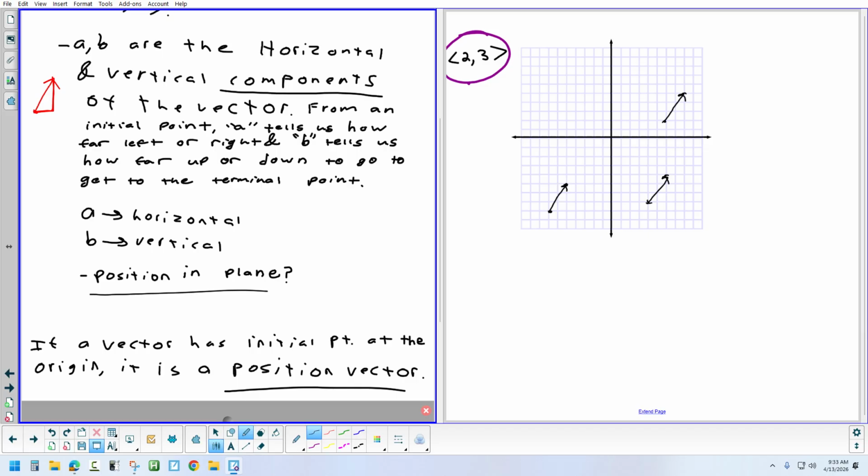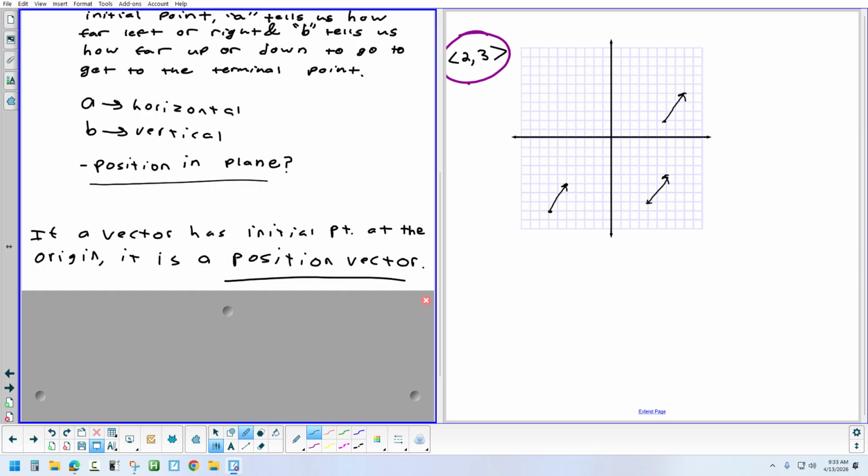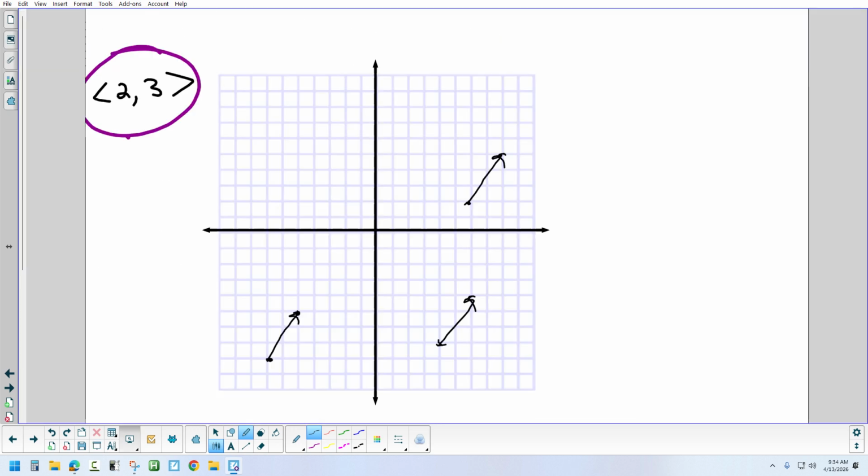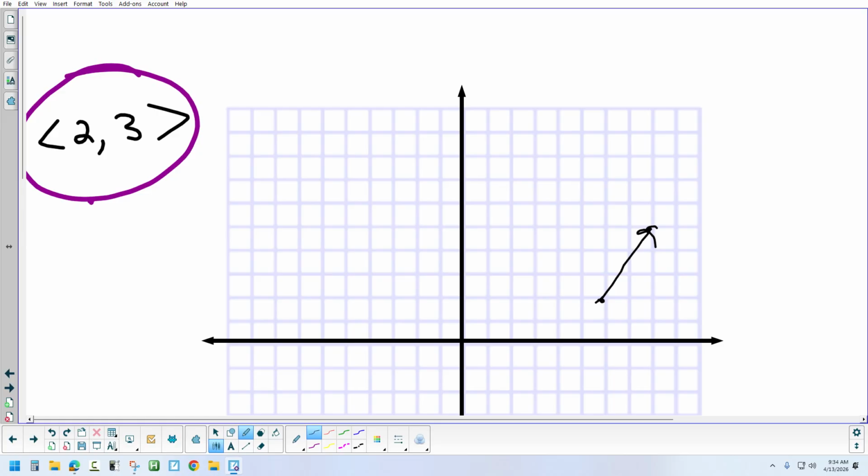So what I want to look at lastly is how could we take one of those vectors and figure out the 2 and the 3 if all they did was give us an initial point and a terminal point? What if they just gave us coordinates? How would you figure out the 2 and the 3? So let's look at that. Let's write down the coordinates of, I could do any of these vectors, but let's do the one in quadrant 1. What's the coordinate of the initial point?